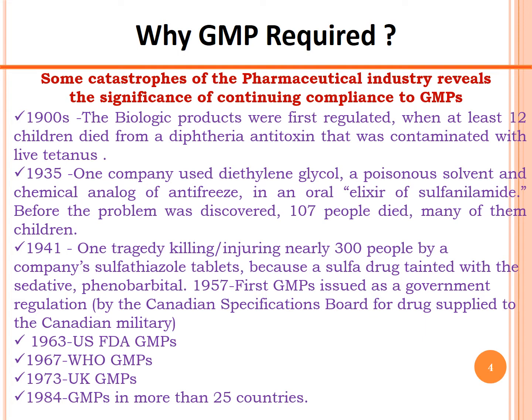1957: first GMPs issued as a government regulation, by the Canadian Specifications Board for drugs supplied to the Canadian military. 1963: US FDA GMPs. 1967: WHO GMPs. 1973: UK GMPs. 1984: GMPs in more than 25 countries.